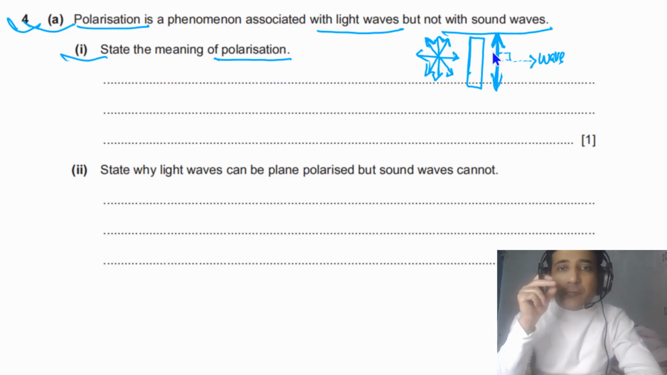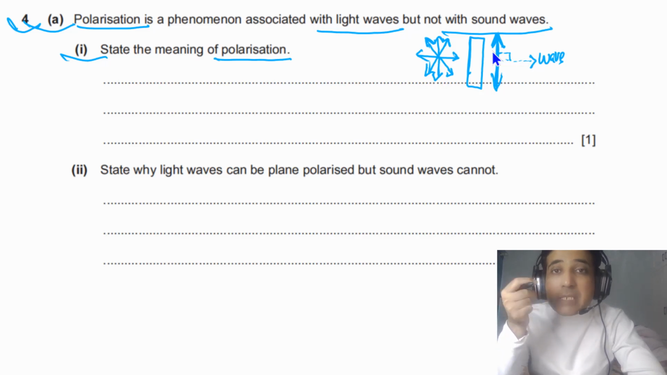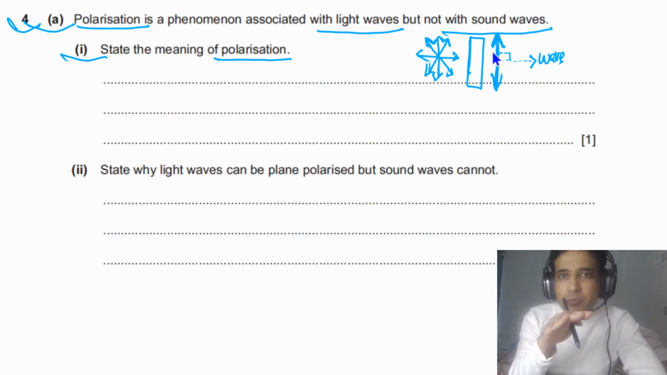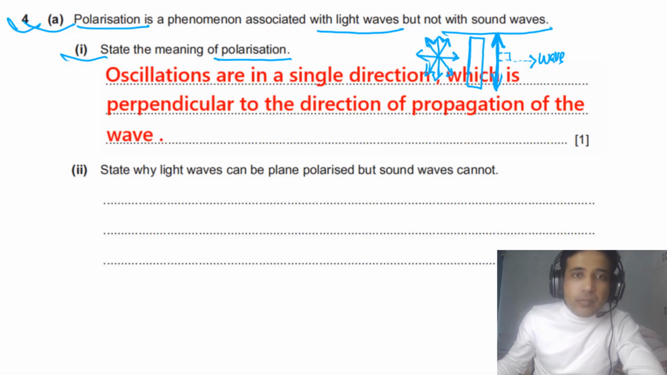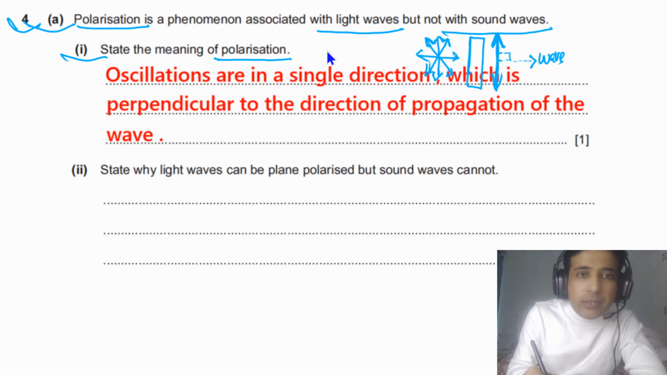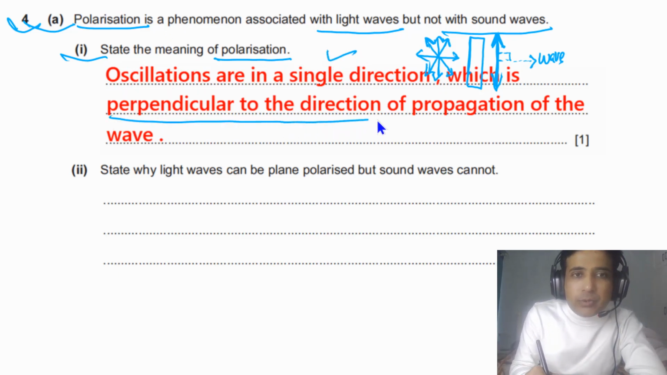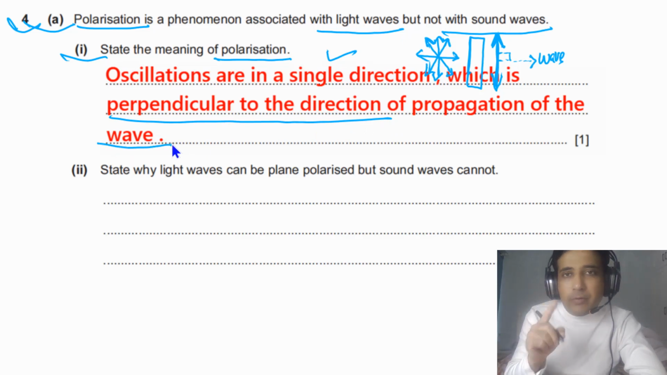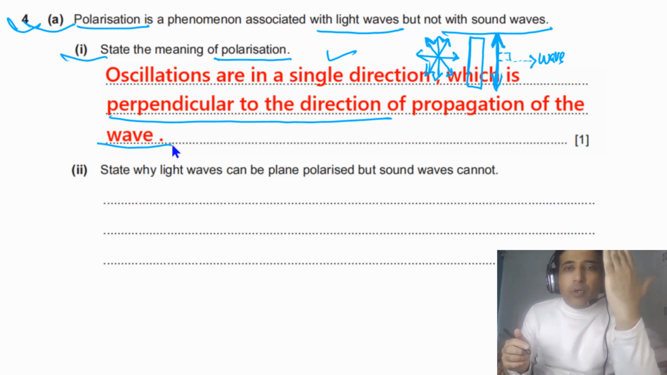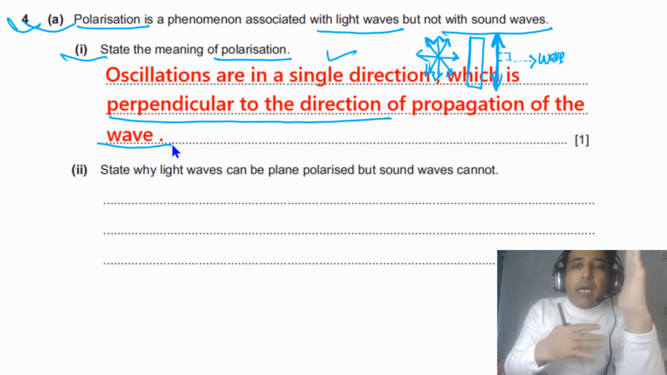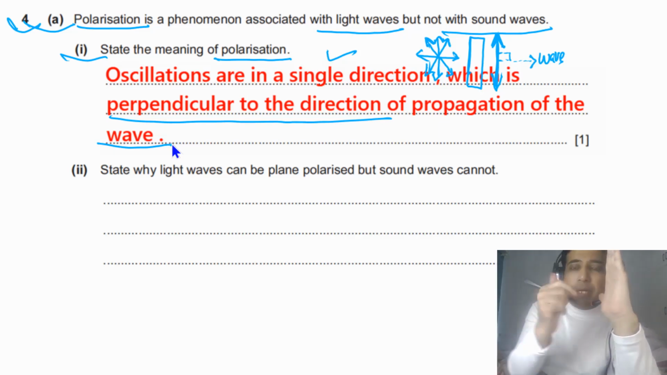But this phenomenon is not demonstrated by sound waves, because sound waves just move in one direction, and oscillations of the particles are also in the same direction. So the sound waves cannot be polarized, but light waves can be polarized. So let me show you how you can write your answer. In your answer you can mention these points. One thing you can say, oscillations are in single direction, which is perpendicular to direction of propagation of the wave. So in this case, simply you can imagine that oscillations are up and down and wave is moving to that.